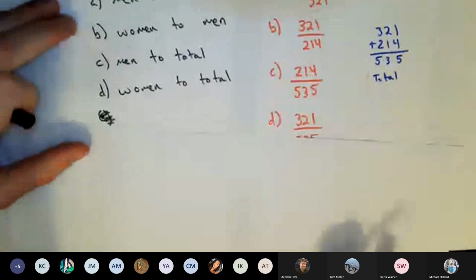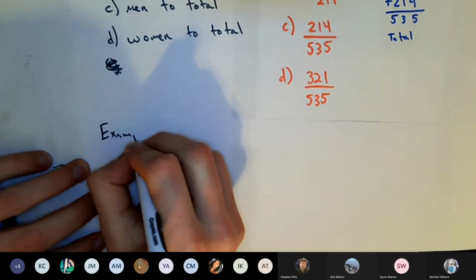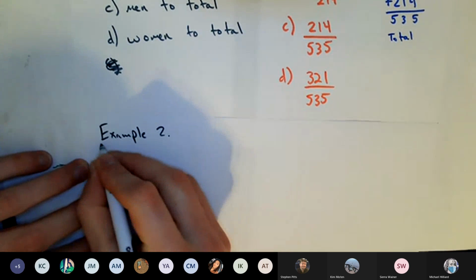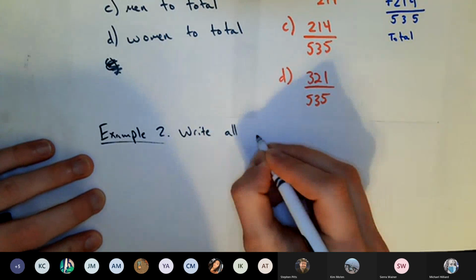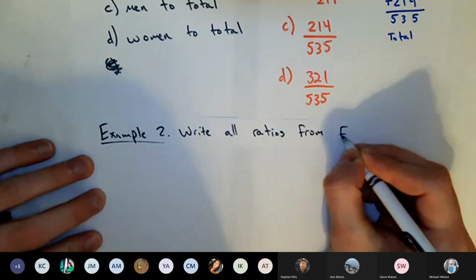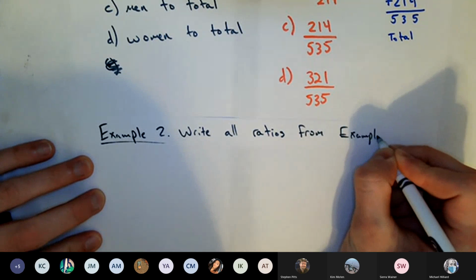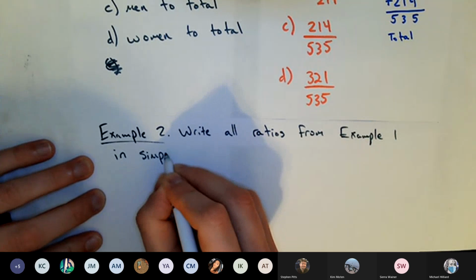Let me show you example 2 now, where I'm going to ask something about example 1. Write all ratios from example 1 in simplified form.